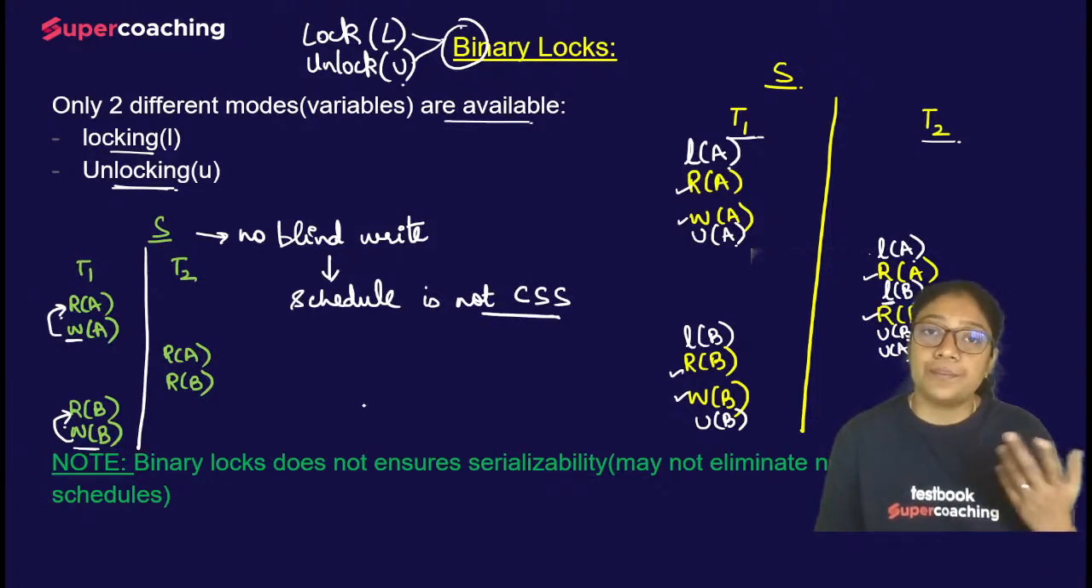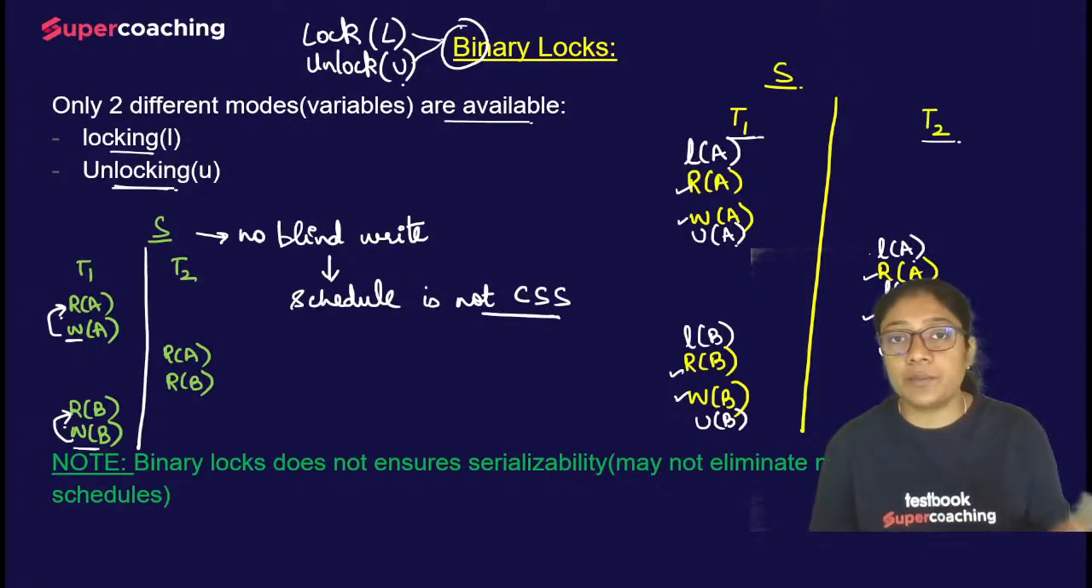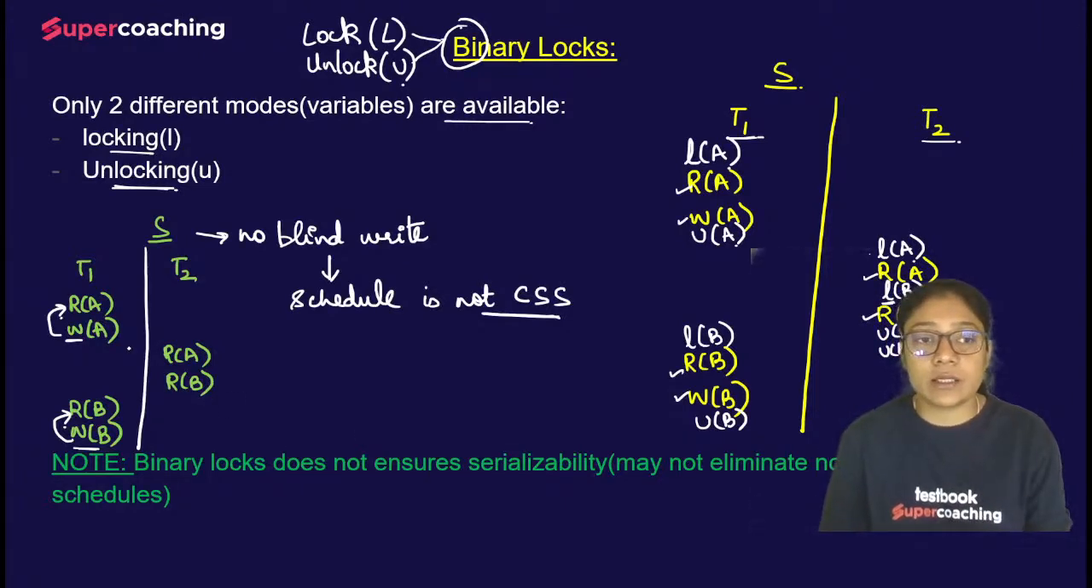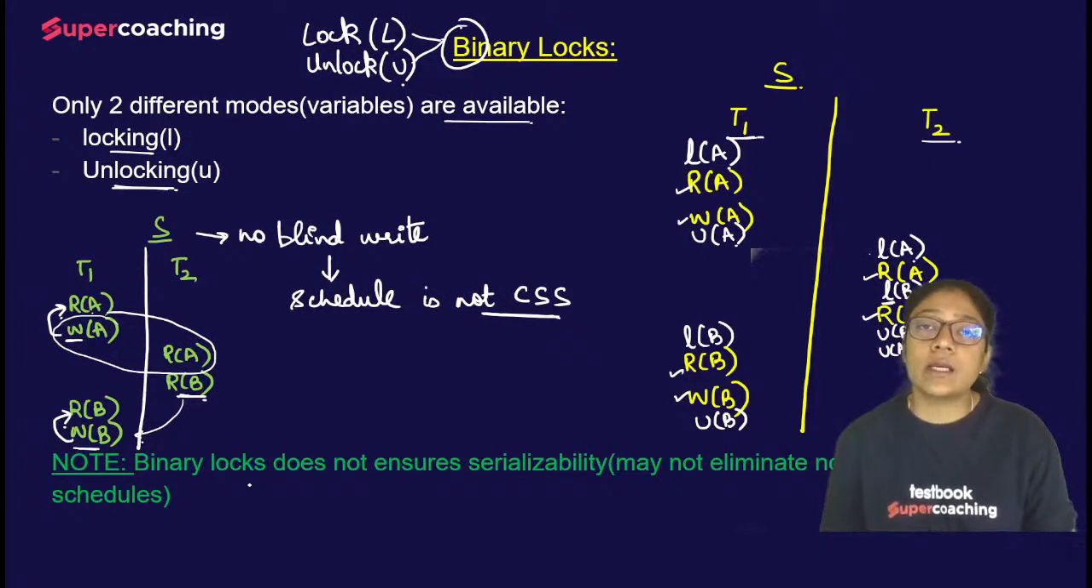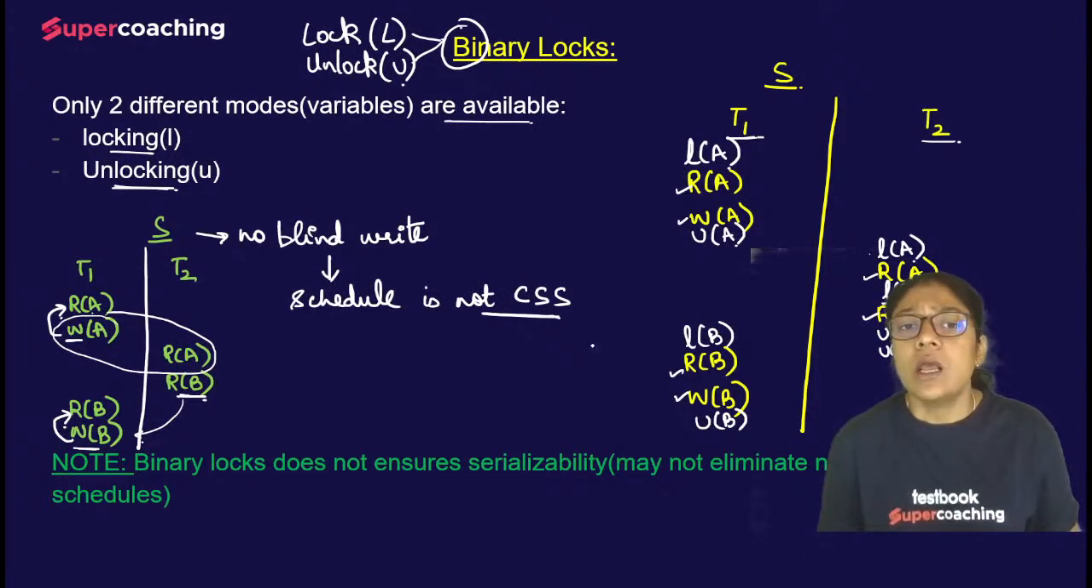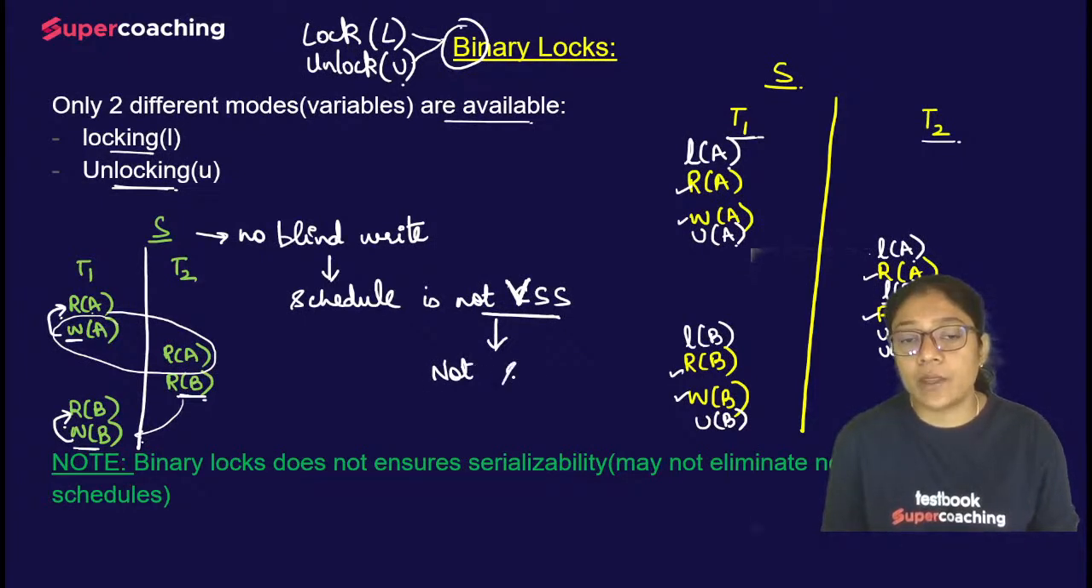आप इनिशियल रीड, फाइनल अपडेट और WR सीक्वेंस से भी फाइंड कर सकते हो. WR सीक्वेंस क्या रहा है? This is T1 to T2. B is initially read by T2 and then it is written by T1. So it is not view serializable. Not view serializable means it is not serializable. अगर not view serializable है that means it is not serializable.